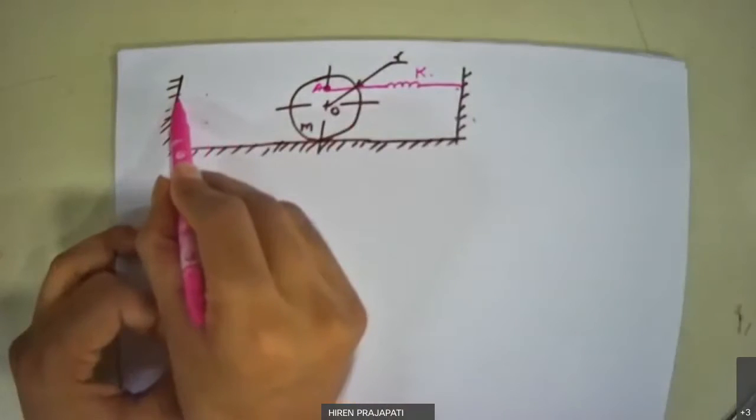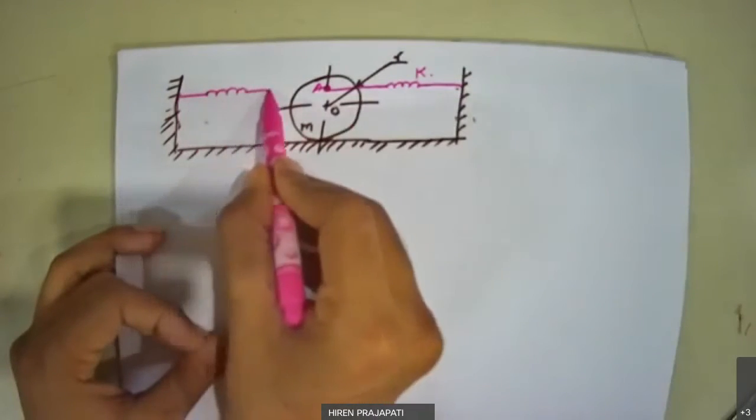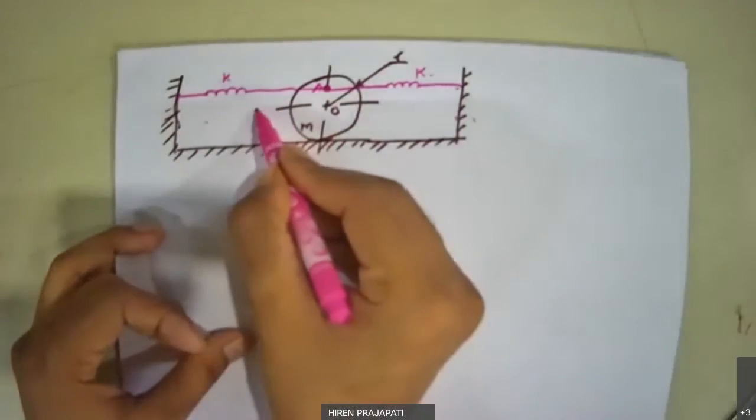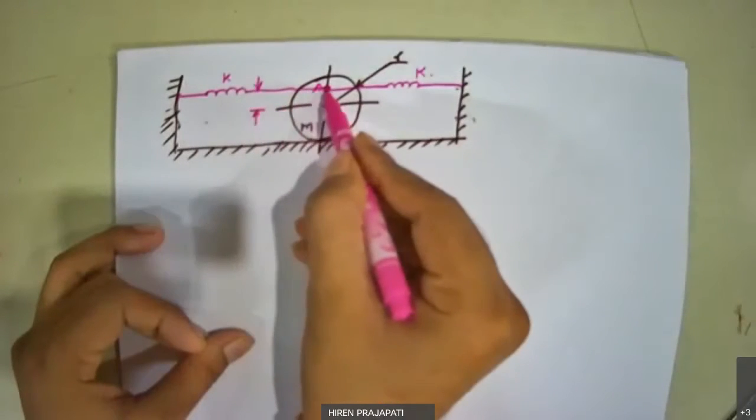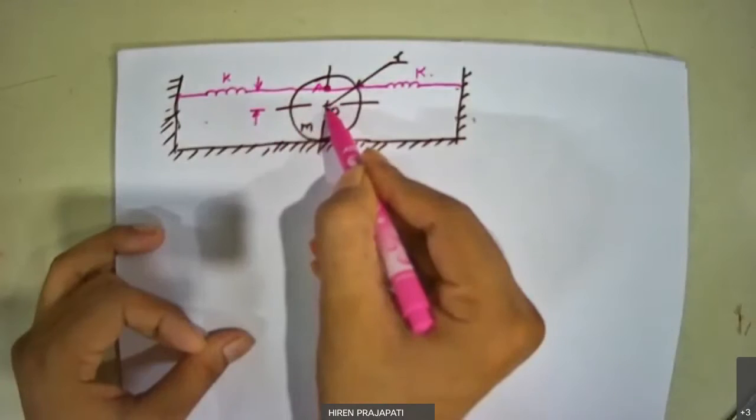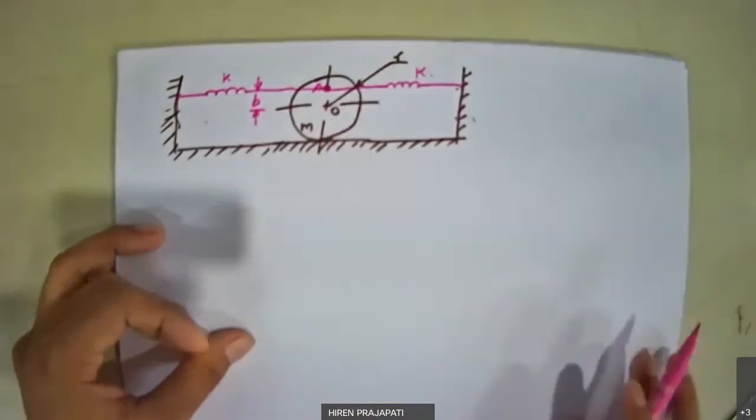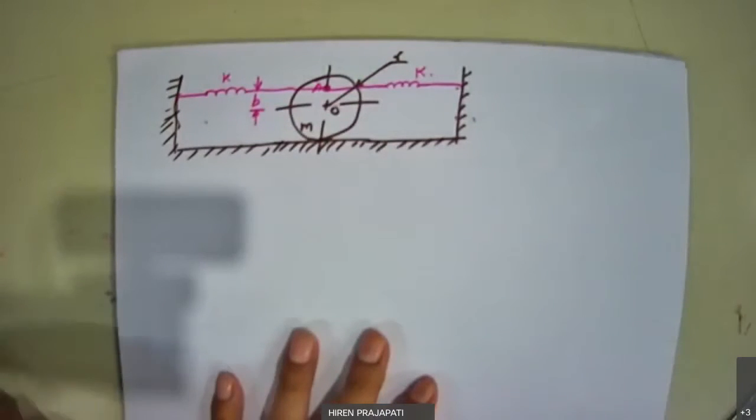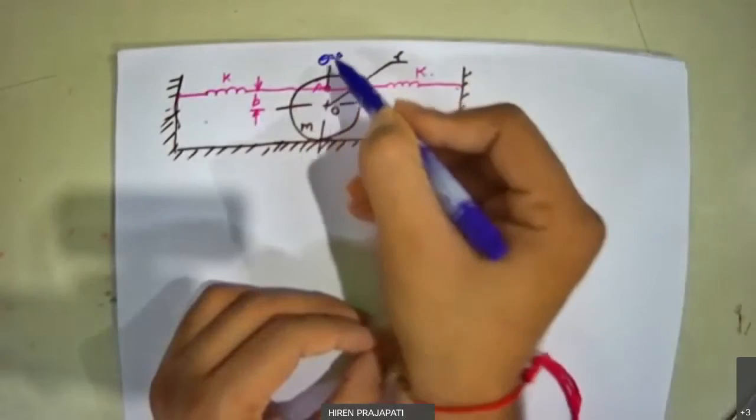Similarly, on this side also we have connected the same spring with stiffness K. And now the eccentricity of the spring connection from the center of this is b. So this OA distance is b. I hope the system is clear. Now just assume theta is equal to 0 at this position.